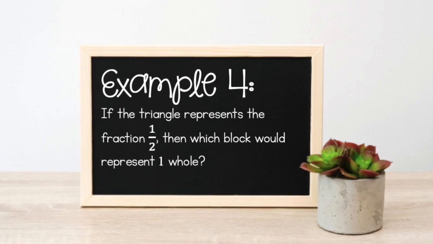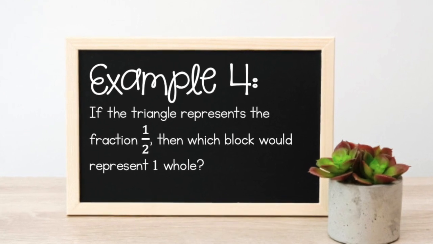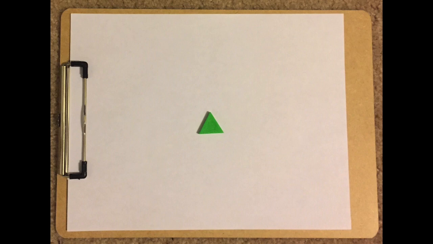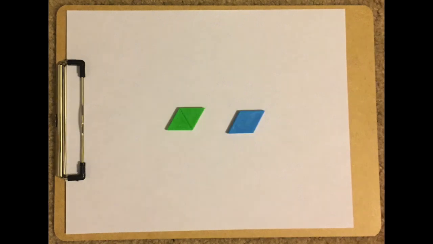For example 4, students are asked to think in a different way. The question is, if the triangle represents the fraction 1/2, then which block would represent one whole? So here, students are given the information that the triangle represents 1/2. So they use that information and what they've already learned, that the denominator notes how many pieces are in the whole. So the student would know that there are 2 triangles in the whole. Once they find this information, they can look for the shape that matches 2 triangles put together, and in this case, the whole is a rhombus.